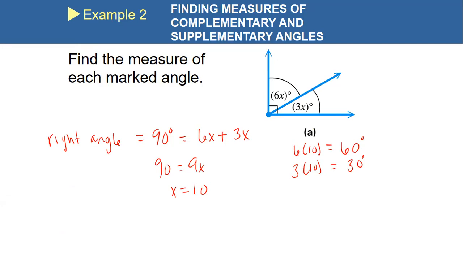All right, cool. Okay. All right, and we knew that we were doing complement because it was a right angle, and right angles equal 90 degrees. Cool.